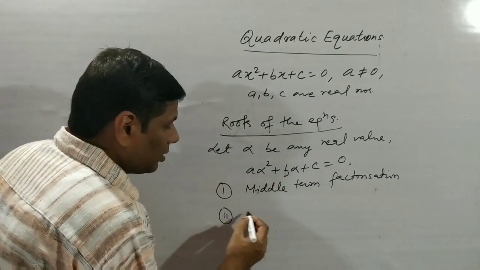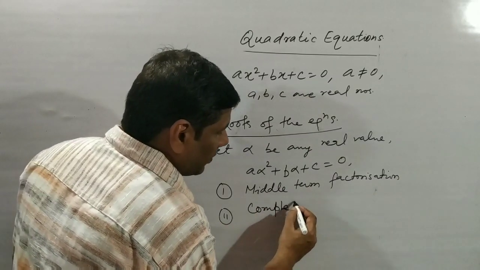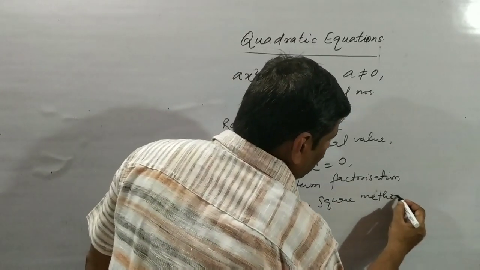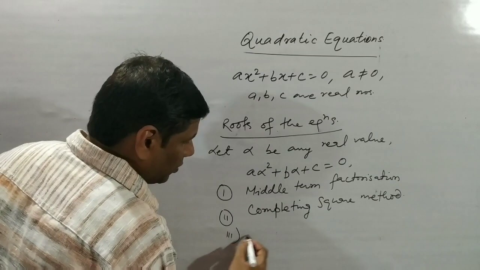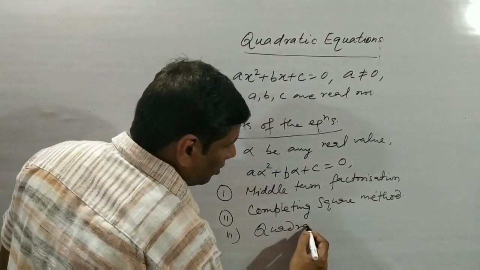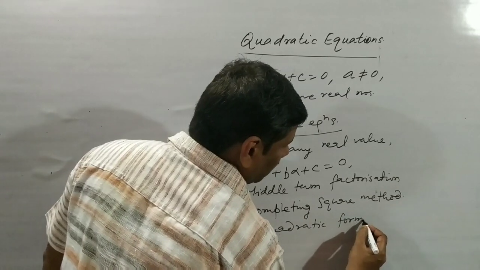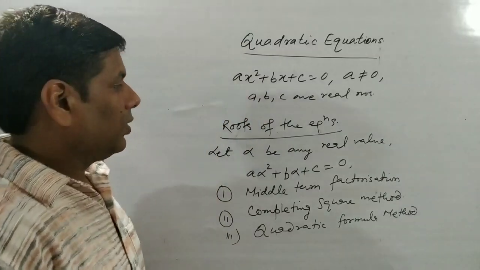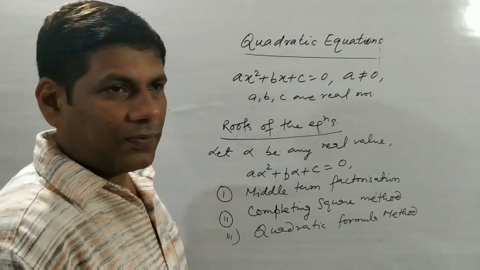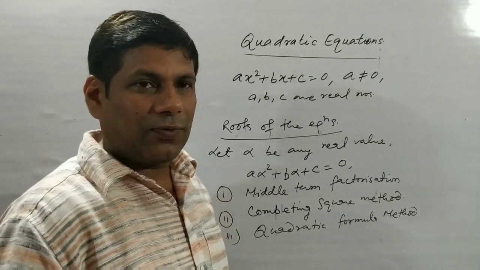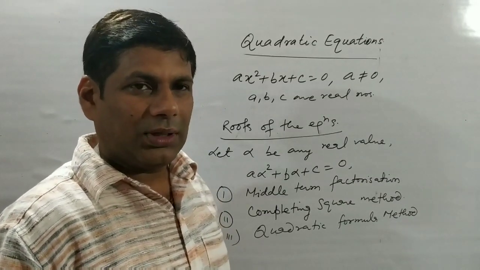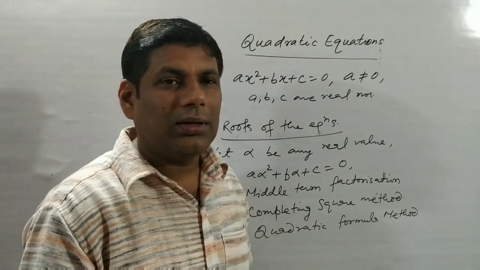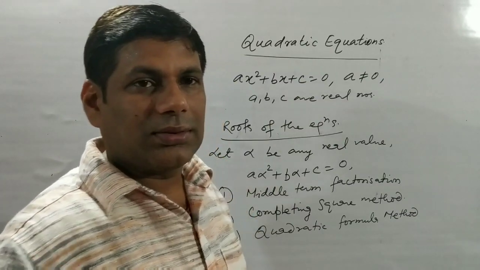Second, we have to study the completing square method. And third one is the quadratic formula method, which is also called Sridharacharya rule. One by one we will study them. If you want to get full knowledge, then watch this video till the end so that you can get each and every concept of solving quadratic equations.